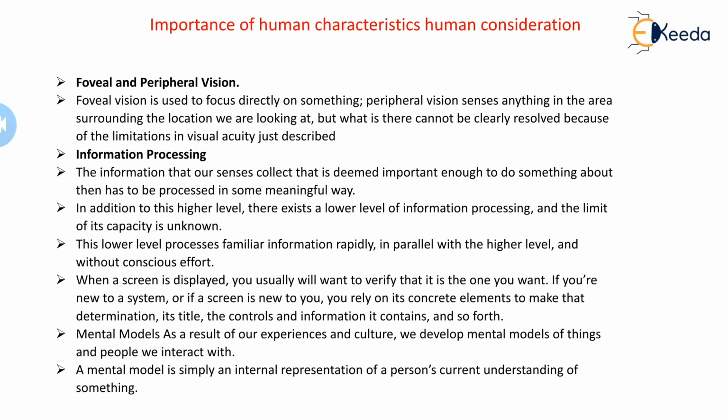Then you have information processing. Information processing is when the senses collect what is deemed important enough to do something with, which is then to be processed in a meaningful way. So how is it done? In addition to this high level, there exists a lower level of information processing. The limit of its capacity is unknown. That means both levels function simultaneously, the higher level performing reasoning and problem solving, the lower level perceiving the physical form of information sensed.